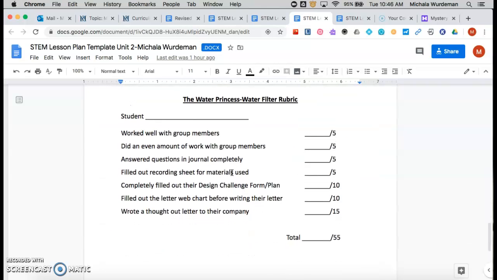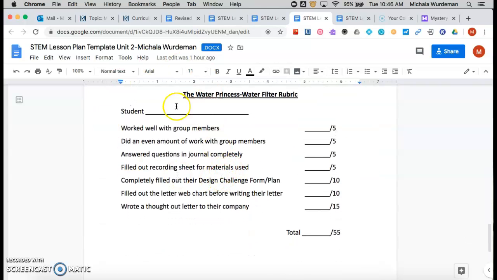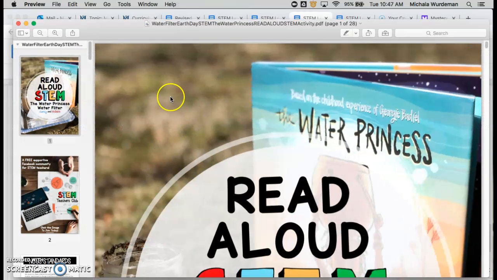Then as we go down here, things I would be looking for is how well they worked with their group. Did an even amount of work with group members. They answered questions in their journal completely that is given to them with the science materials. Did they fill out their recording sheet they used? Their design, did they fill out their plan in the form? And then there's a web chart in there for writing their letter. At the end, they need to write a letter to the company and say why their filter is the best one to use. And I'll show you some of those materials here.